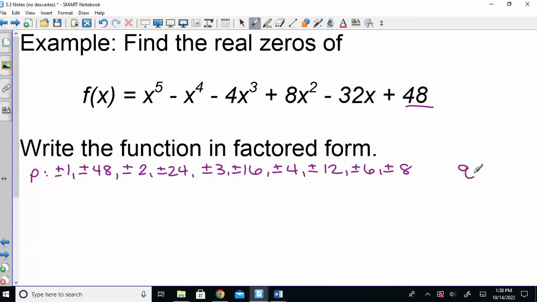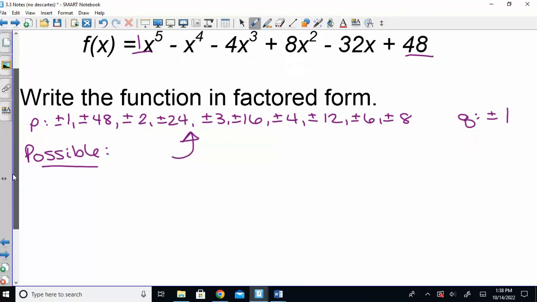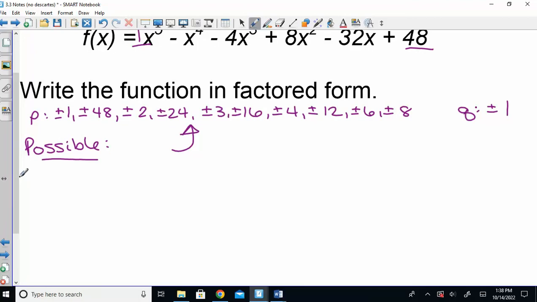Okay, what are my Q values? This is a coefficient of 1, so my only Q values are plus and minus 1. So my possible zeros, P over Q, it's each of these numbers over 1. Can I just draw an arrow and say it's all of those values? Nope, write it out. We'll give him a second.